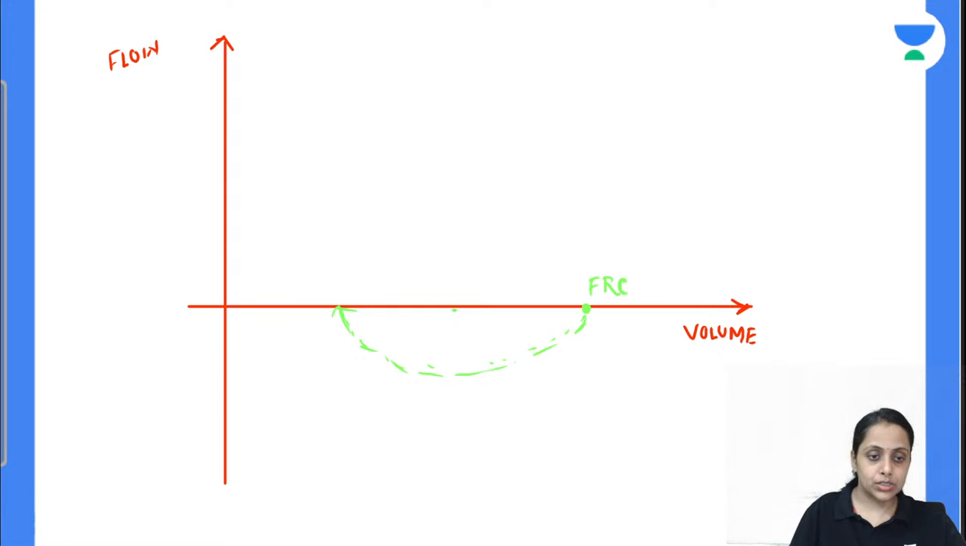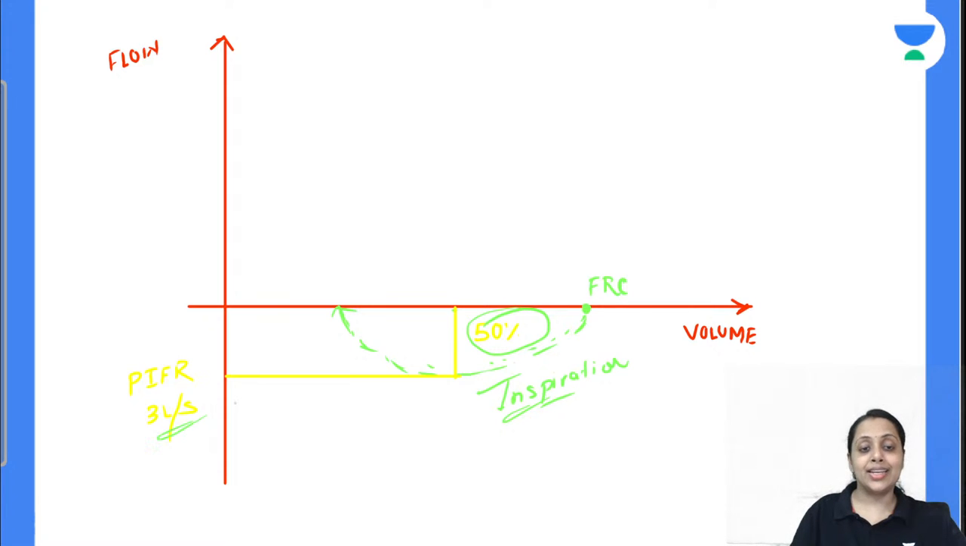So this point. Let me change the color first. This is the peak inspiratory flow rate. Y-axis पे हमने flow लिया ना, तो this is the peak inspiratory flow rate and this is 3 liter per second and this is achieved after 50% of inspiration. This is inspiratory loop. So peak inspiratory flow rate is achieved after 50% of inspiration and it is 3 liter per second.